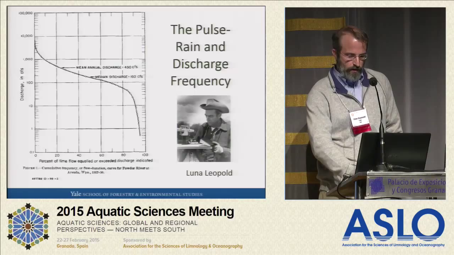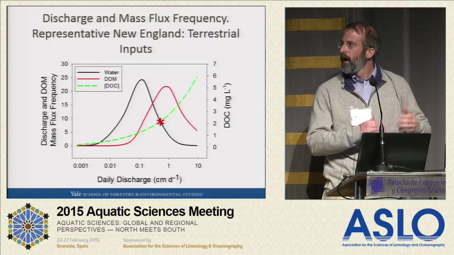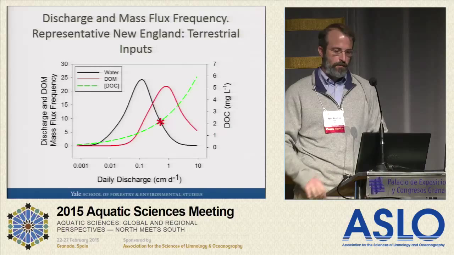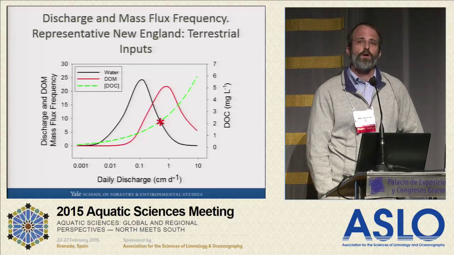And so I'm going to walk through an example, and this example is going to be for New England watersheds. And it's going to be from actual data that we compiled. And so you can see in this black curve there, that's the flow frequency curve for watersheds in the northeast of the United States.